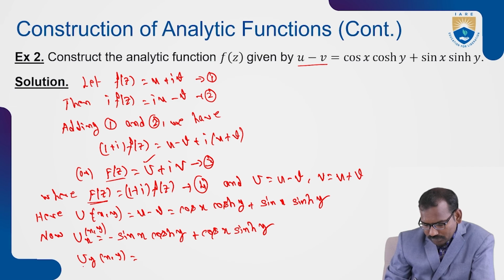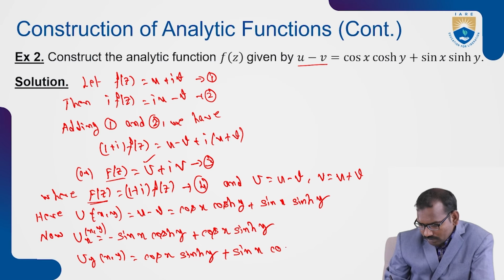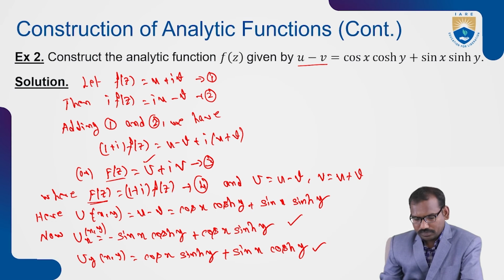So I have to do the partial derivative of capital U with respect to y. So I will have cosine x, and the derivative of cosine hyperbolic is sine hyperbolic, plus here I have sin x cos hyperbolic y. So I calculated u sub x. I also calculated u sub y. Okay. Now I am going to apply the Milne-Thomson method.